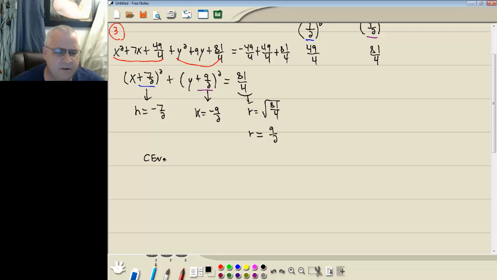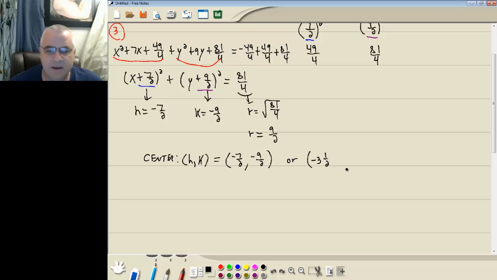Okay, so our center. Our center is (h, k), and h is negative 7 halves, and k is negative 9 halves. Now, I'm going to change these to decimals. I'm doing that for graphing purposes, not for actually writing my answer down. And maybe decimal isn't appropriate. Maybe a mixed number might be more appropriate. Either way, you get the same idea. So this will be negative 3.5. And that negative 9 halves will be negative 4.5. If you did negative 3.5 and negative 4.5, that's fine too.